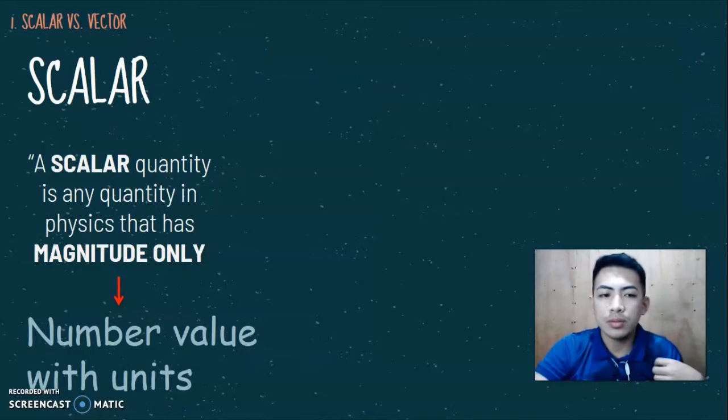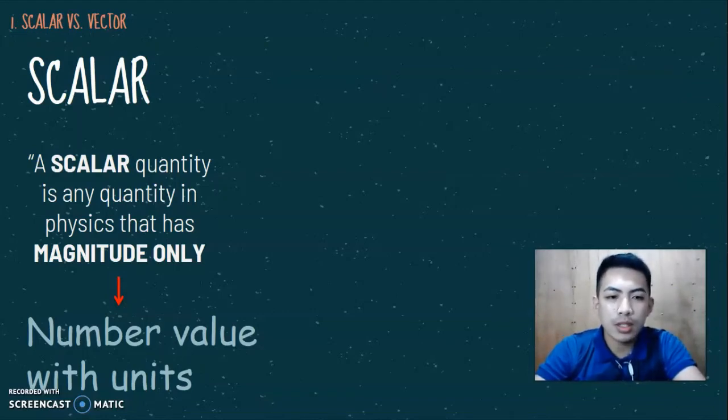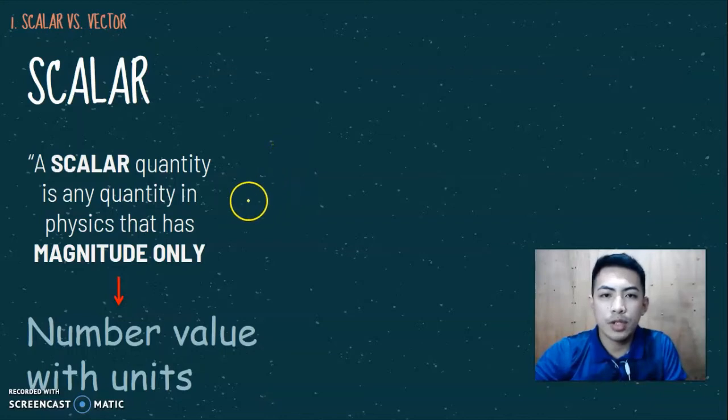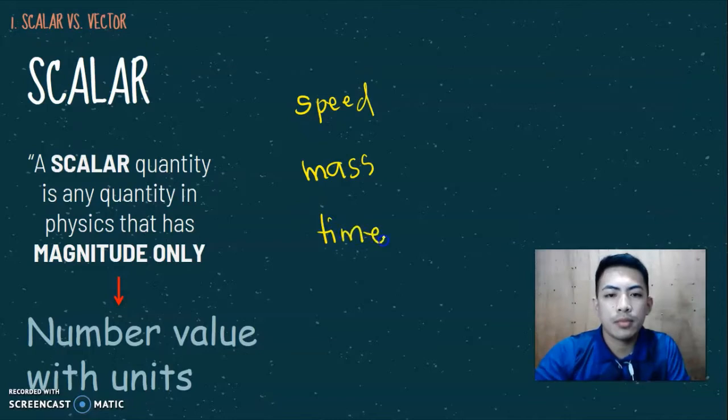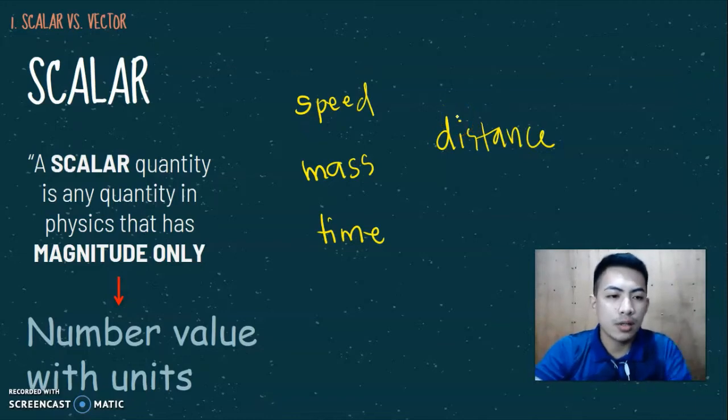So let us now define scalar quantity. A scalar quantity is any quantity in physics that only involves magnitude. That means these quantities are only concerned with the number value of their measurement and its corresponding units. Examples of these quantities are speed. Speed is a derived quantity and at the same time a scalar quantity. And we also have mass and time. We also have distance. All of these quantities are scalar quantities.